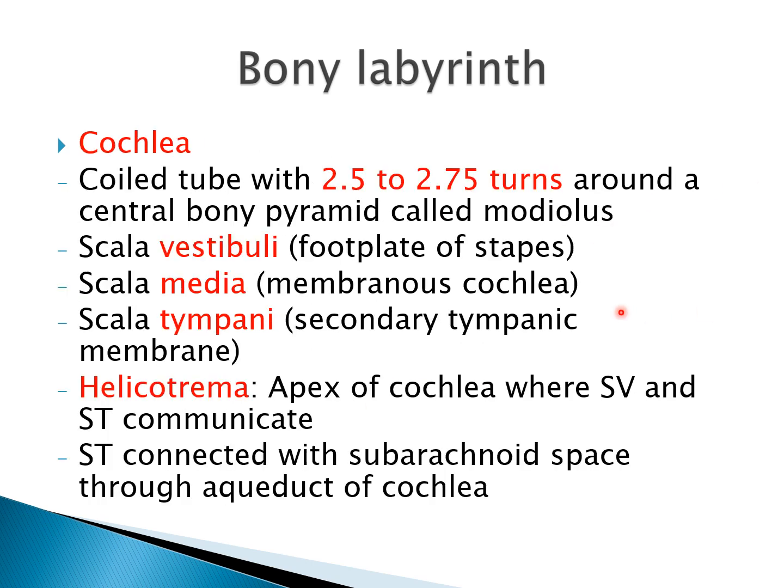Then cochlea. Cochlea, it is a coiled tube-like structure with 2.5 to 2.75 turns around a central bony pyramid which is called modiolus. The cochlea, it has three chambers. The upper one is the scala vestibuli, which starts from the footplate of stapes. Then scala media, which is a part of membranous labyrinth, also called membranous cochlea, and the lowermost part, it is the scala tympani, which is closed by the secondary tympanic membrane.